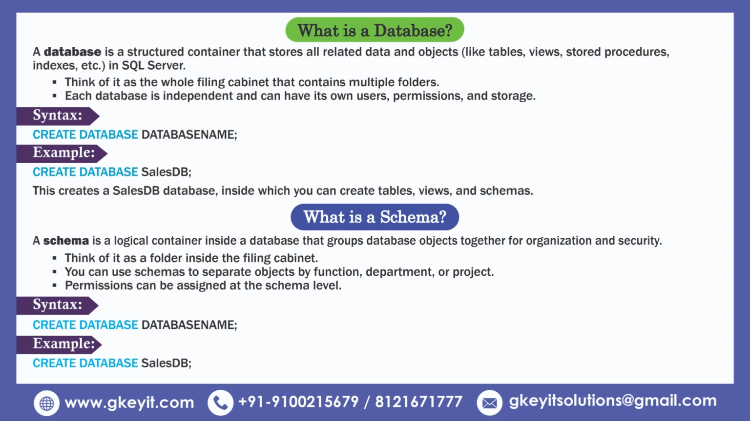You can use schemas to separate objects by function, department, or project. For a company, there would be different functional areas, different departments, and different projects. In such a scenario, we can segregate these things by using schema, and we can create the particular objects with that schema name. In such a way, we can segregate functional area, department, and the project of the particular company.